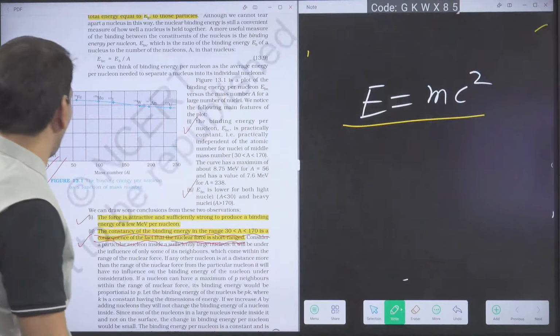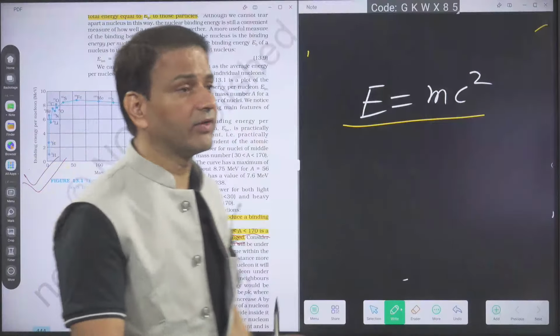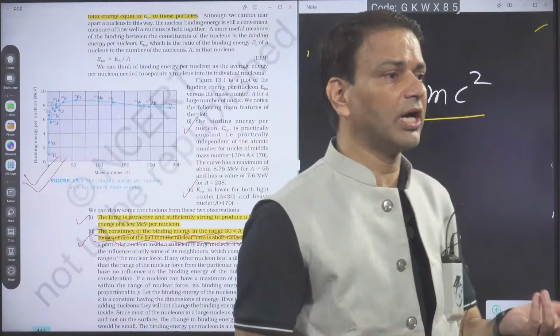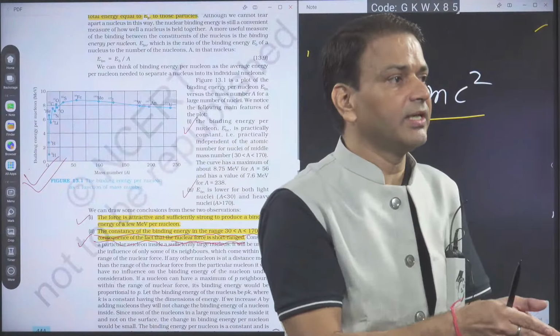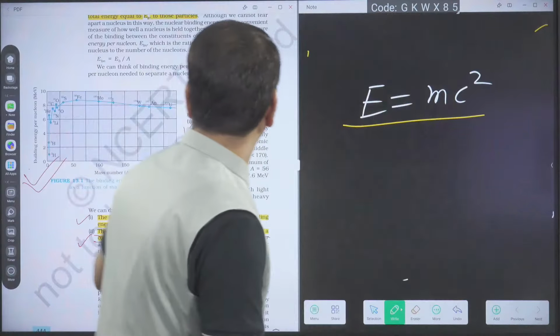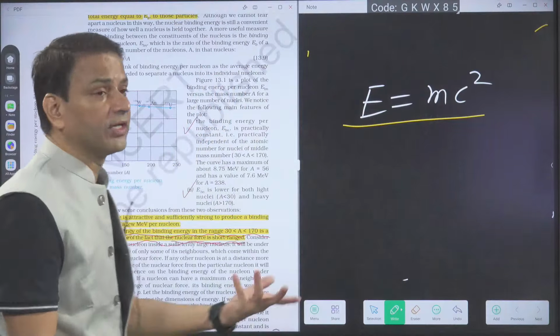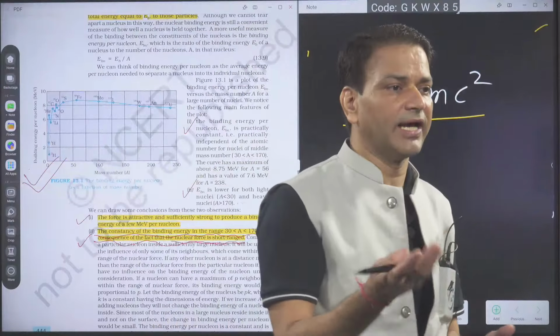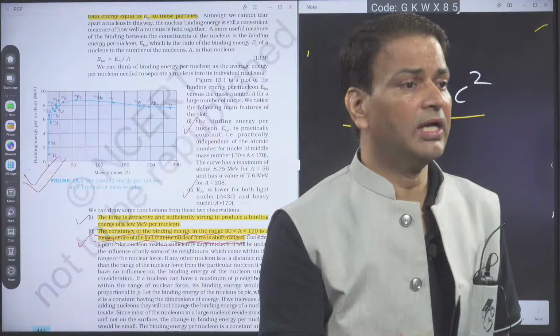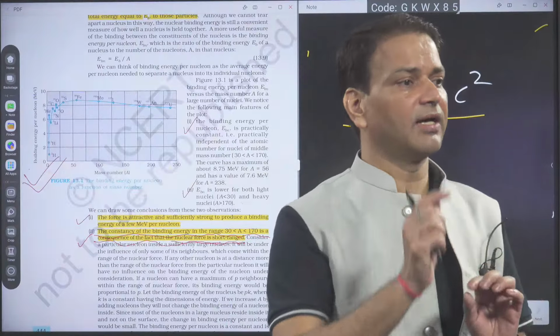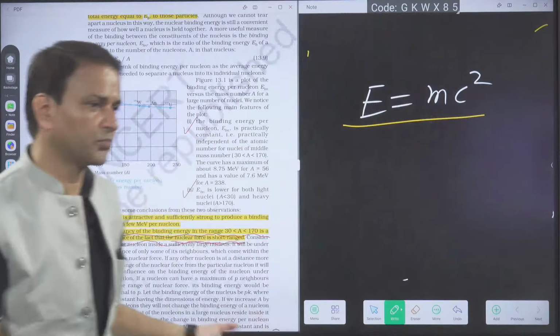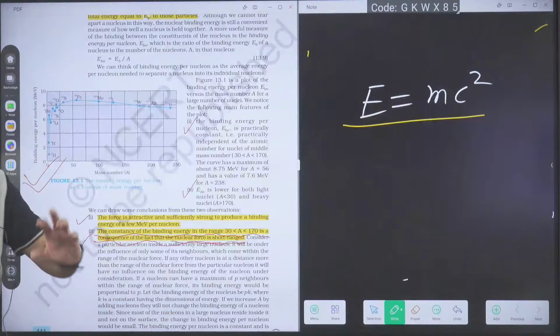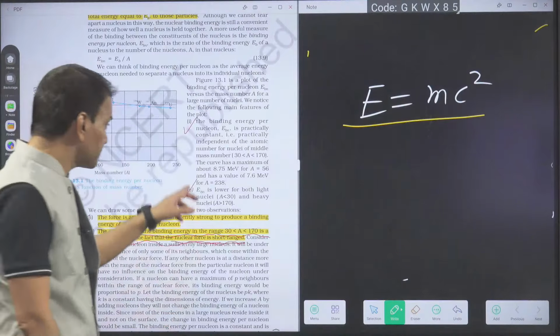When we get a fall, like nitrogen, 7N14, 7 and 7, both are odd. That's why stability relatively falls. Then fluorine, 9F18, 9 and 9, odd. So stability will fall. Everybody got it? So why do we get the rise and fall in this binding energy curve? Because of the even number of neutrons and protons.